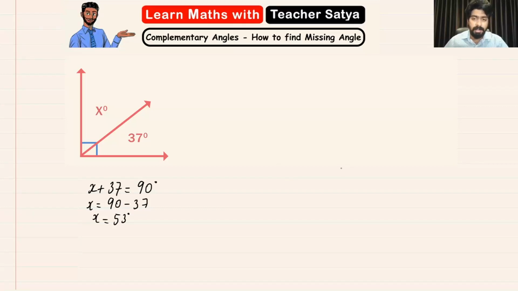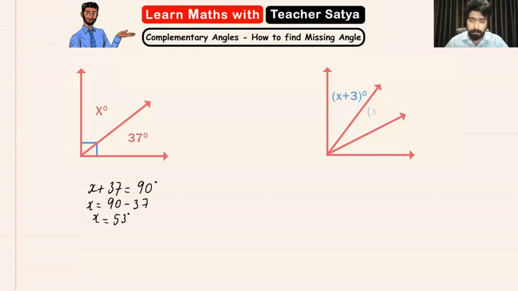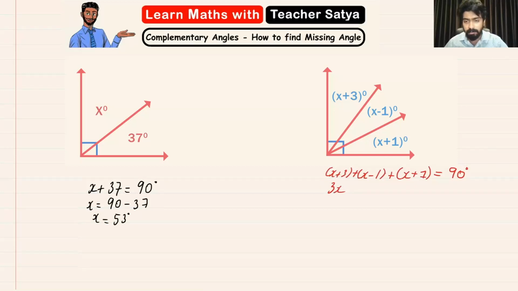Now in question number 2, we see it's a complementary angle as it is a right angle, and we have three angles in this question. So let's use the same knowledge. These three angles add up to 90 degrees. So we have x plus 3 plus x minus 1 plus x plus 1 is equal to 90 degrees. Now let's add up the like terms. x plus x plus x gives us 3x, and 3 minus 1 plus 1 gives us plus 3, and this is all equal to 90 degrees.